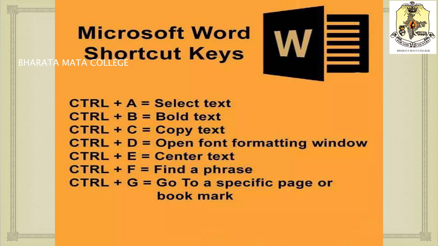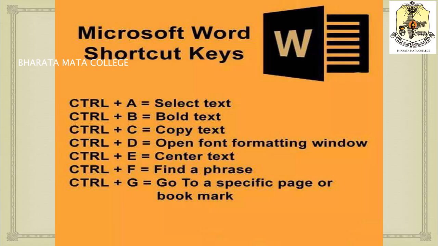Then Control plus G for go to a specific page. Suppose in a document 2000 pages are there and we want to go to the 158th page. Naturally, we will think of moving slowly from the first page to the 158th. No need. Just press Control and G. G for go to, something like that we can remember. So Control plus G, and suddenly a window will come. In that window, just type the page number, 158, so it will go to that 158th page.